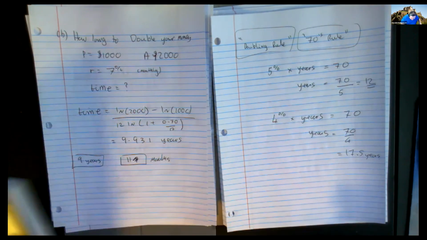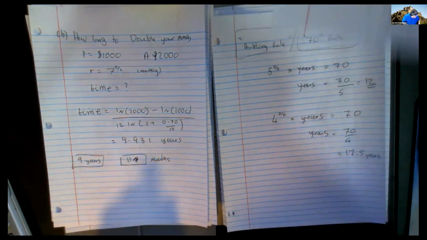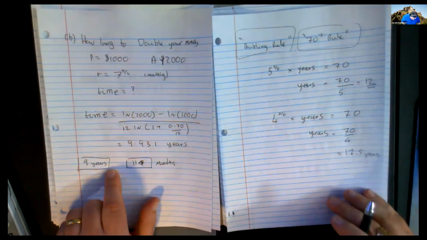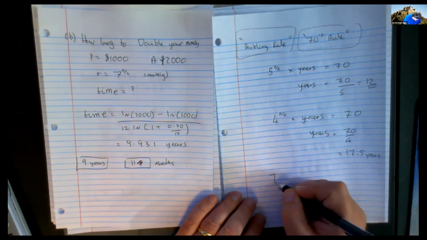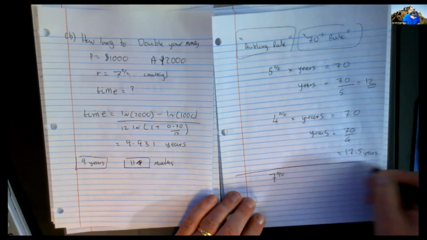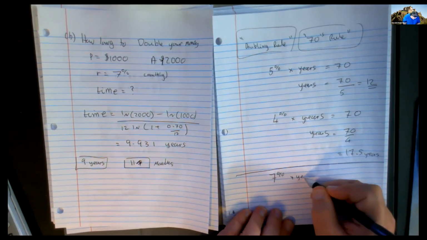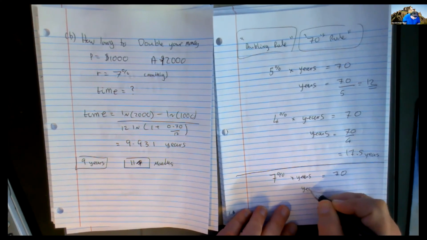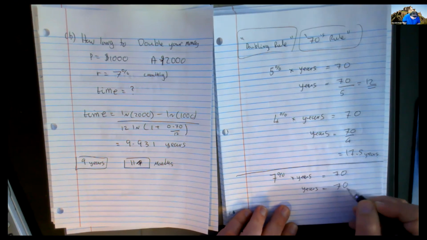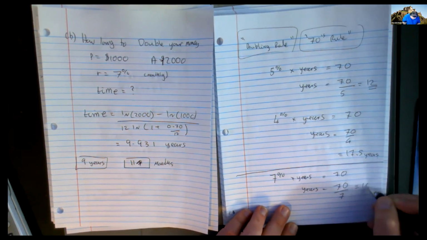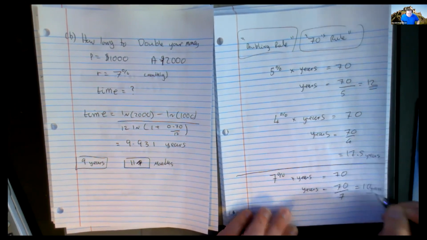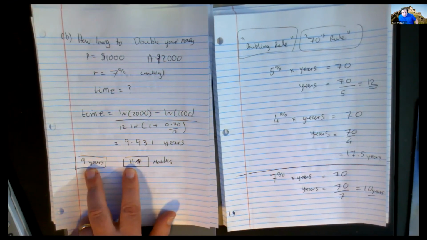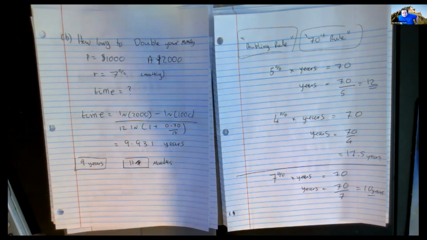Okay, let's do the one we just did a minute ago. I've lost the numbers for that one. Oh, this one. How long does it take at 7%? How long does it take for your money to double? And the answer is 70 divided by 7, 10 years. Hey, pretty good approximation, isn't it? 9 years, 11 months, 10 years, not a lot of difference.